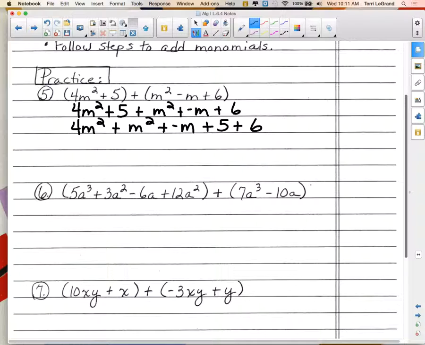And the sum of our two polynomials is? Eddie? 5m squared. Okay, thank you. You're done. You're off the hook. Riley? Minus m. Hayden? Plus 11. Plus 11. 5m squared minus m plus 11.